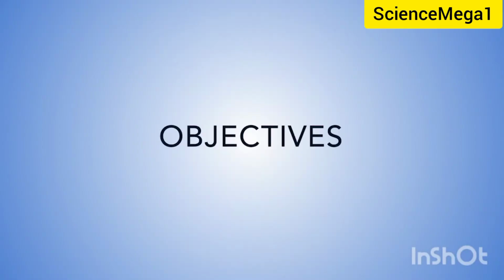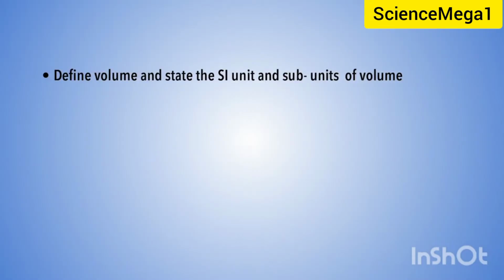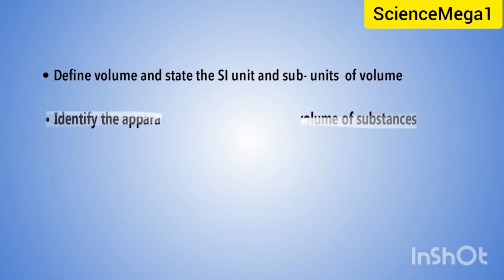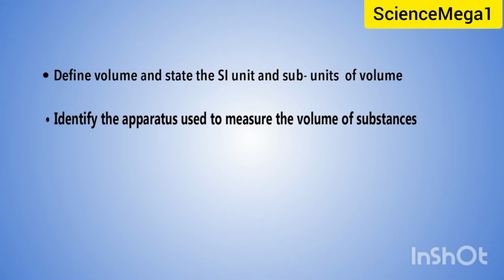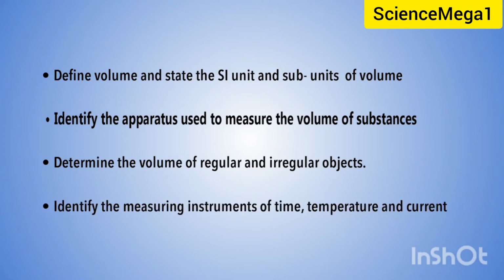At the end of this lesson, you will be able to: 1. Define volume and state the SI unit and the subunits of volume. 2. Identify the apparatus used to measure the volume of substances. 3. Determine the volume of irregular and regular objects. 4. Identify the measuring instrument of time, temperature, and current.